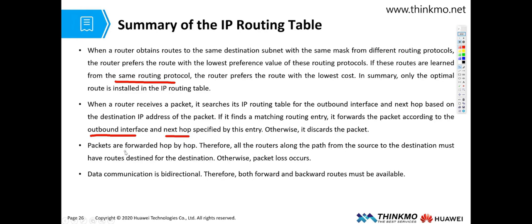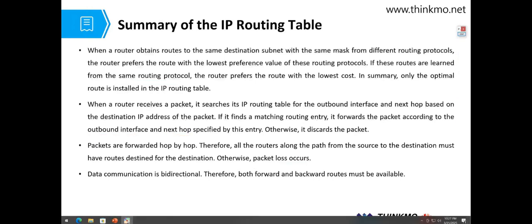Additionally, data packets are forwarded one by one, meaning that all devices along the path from the source to the destination must have a route to the destination. Otherwise, the data packet might get lost along the way. Moreover, data transmission is bidirectional, meaning that there must be a route for both going and returning. If there is a route to go but no return route, then at this point, communication cannot be completed. This is our IP routing table.